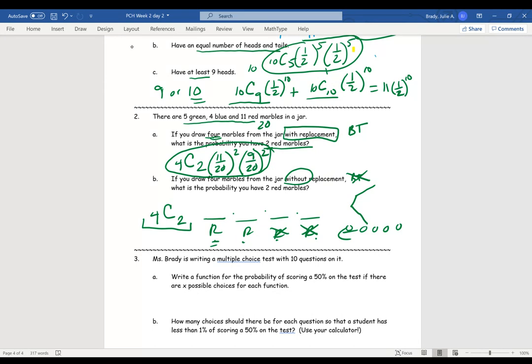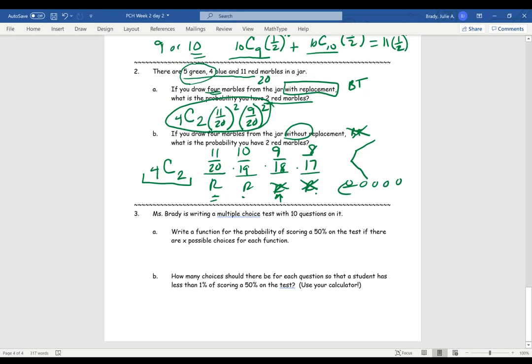When I first pull, there are 11 reds out of 20. Since I'm not replacing, I then have 19 marbles, then 18 marbles, and then 17 marbles. If I pull the first one and it's red, I only have 10 reds left. Then when I start on the non-reds, I'm starting with 9 of them, so 9 and then 8.